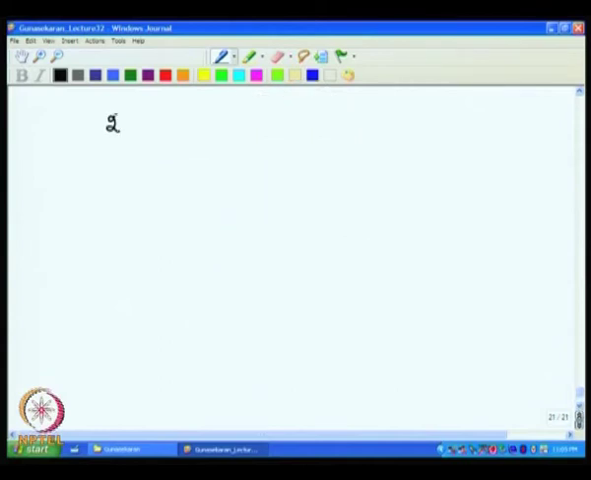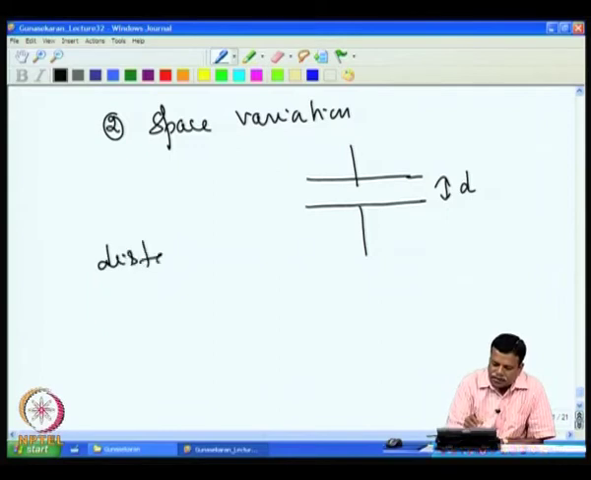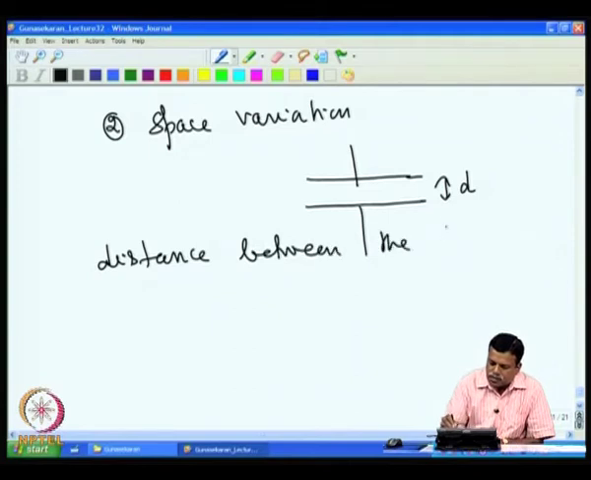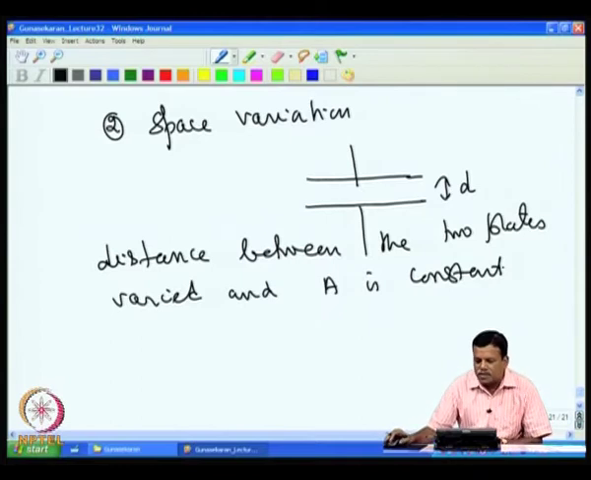The other possibility is space variation, that is distance variation. We can have two capacitor plates, keep the area the same, and vary the distance d, the distance between the two plates. So, here the distance between the two plates is varied, and A is kept constant. So, space variation can also be used.